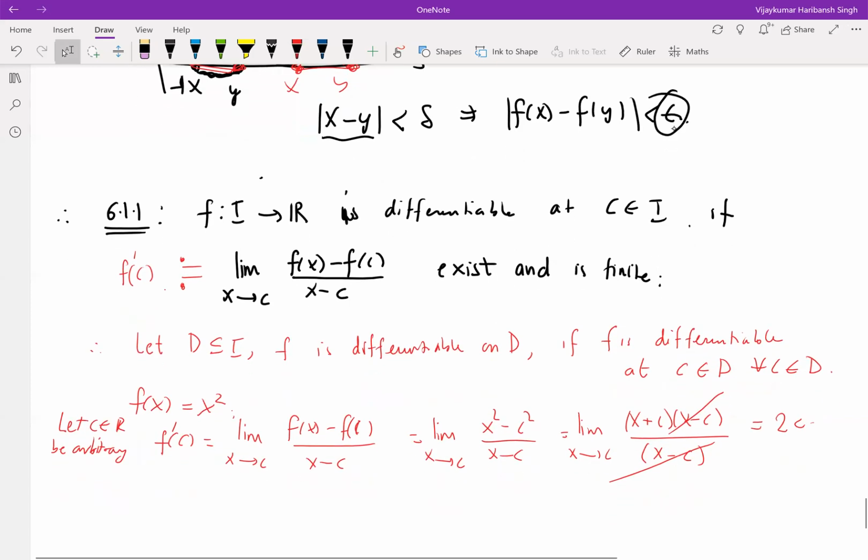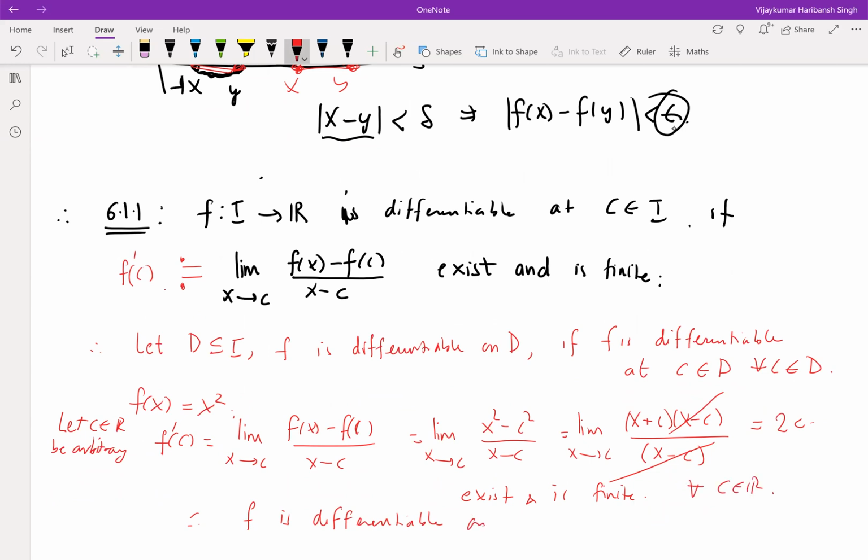Now, this limit exists and is finite. Therefore, f is differentiable. So this is true for all C belonging to R, right? So therefore, f is differentiable on R. Okay. So that's the idea behind differentiability.